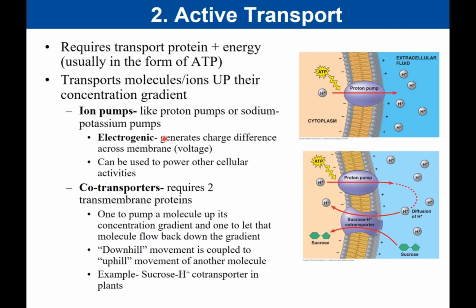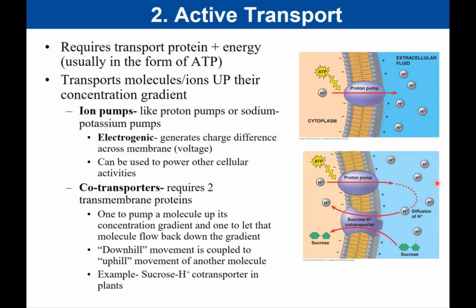Another example that doesn't have a diagram here, but is still important, is the sodium-potassium pump. And sodium-potassium pumps are used for neurons. When a neuron normally does an action potential, meaning that the neuron fires, that is caused by a change in the voltage across the membrane. And in order to turn off that neuron again, sodium and potassium pumps need to go against the gradient to reset that voltage so that the neuron can fire again. And so again, these are going to be electrogenic. They generate a voltage or a charge difference across the membrane.